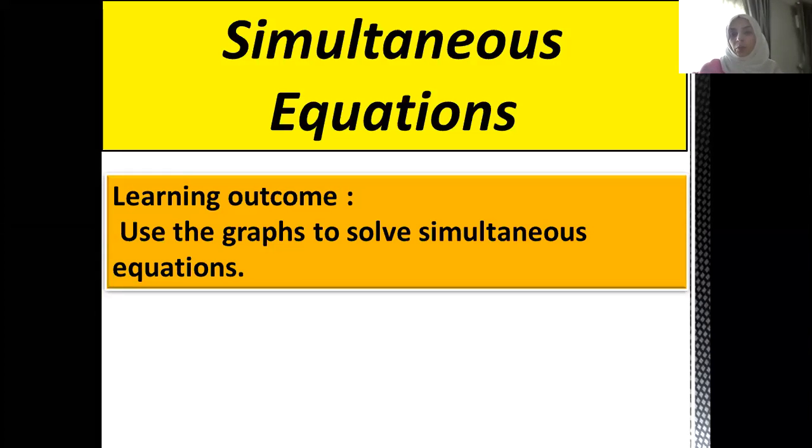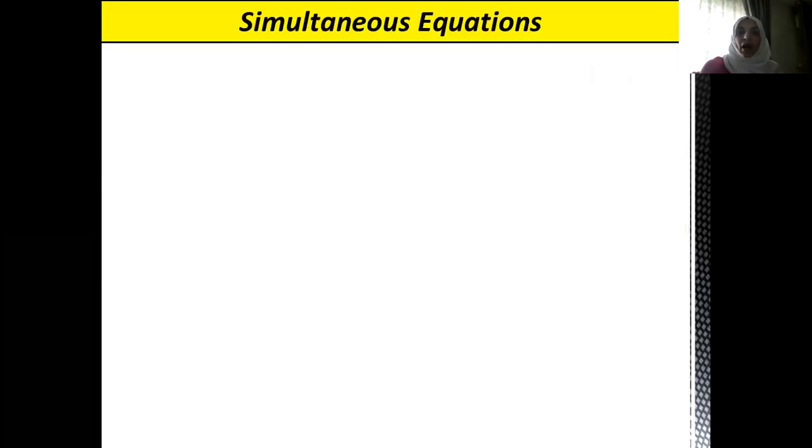What is the main objective for our lesson today is to use the graph to solve simultaneous equations. And by the way, using the graph to solve simultaneous equations, this is a very simple lesson, very simple, and much easier than the simultaneous equation lesson when we use to solve it algebraically. Okay, how can we do that?